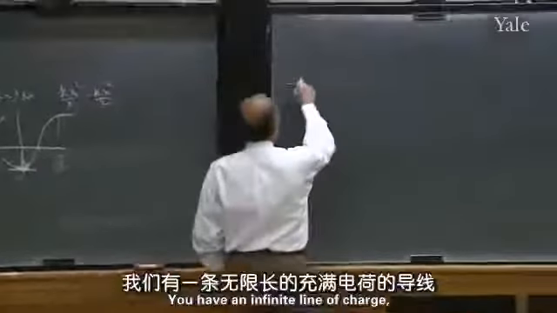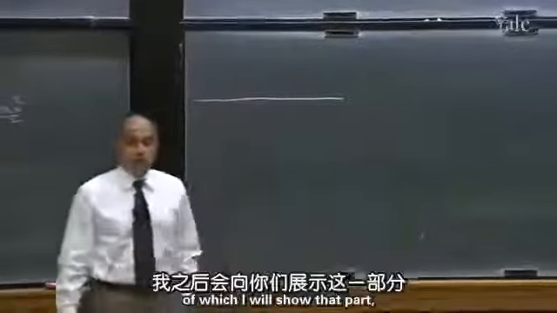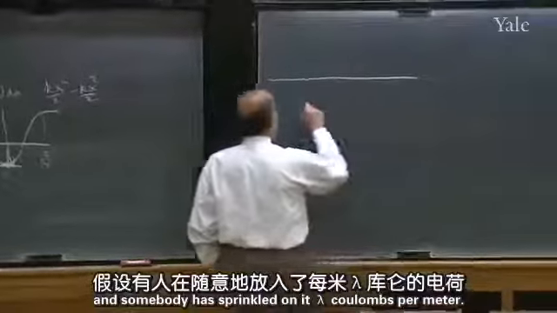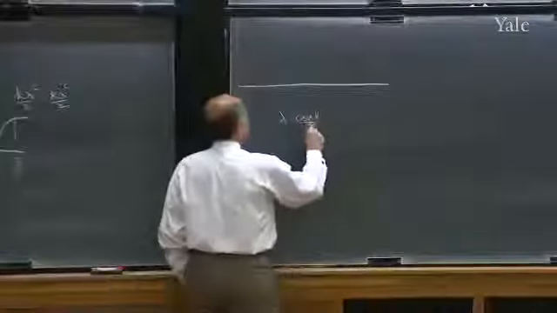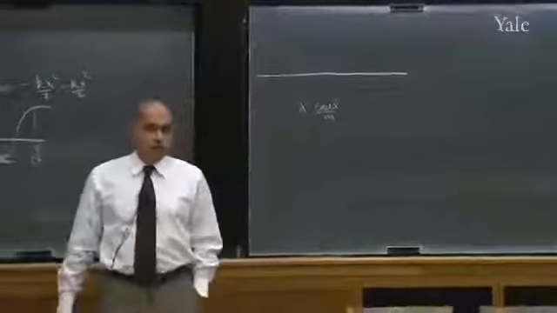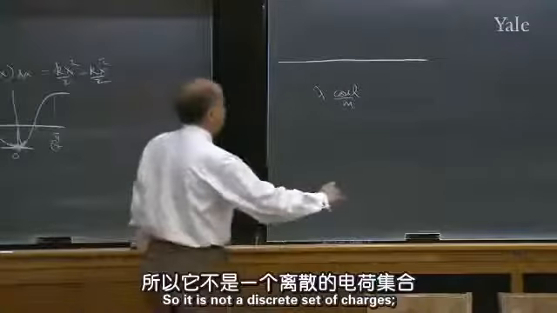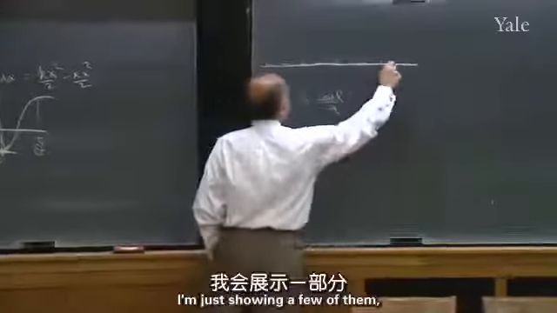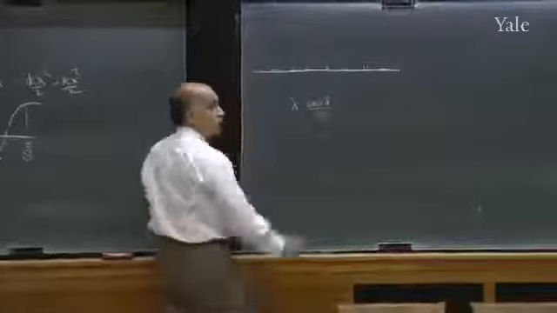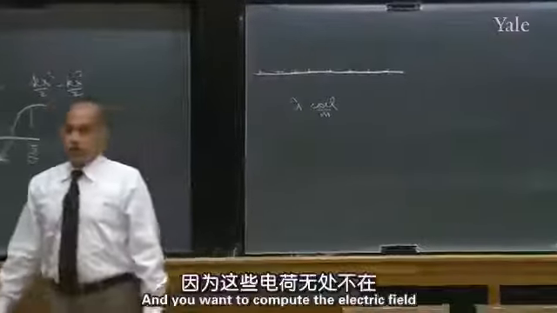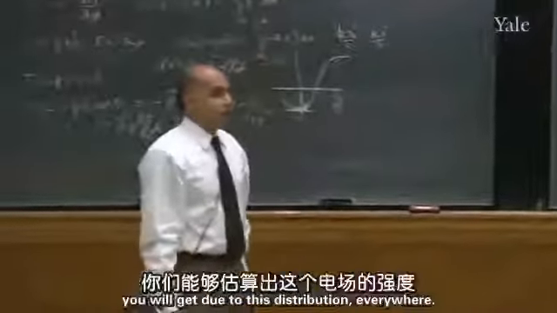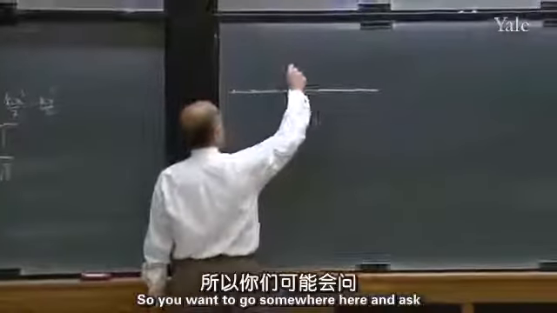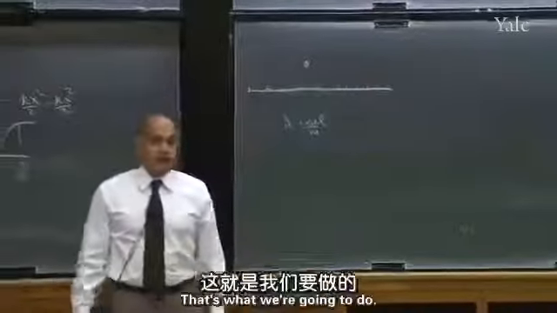You have an infinite line of charge, of which I will show that part, and somebody has sprinkled on it lambda coulombs per meter. So it is not a discrete set of charges. It's assumed to be continuous, and it's everywhere. I'm just showing you a few of them. And if you cut out 1 meter, you'll find there's lambda coulombs there. And you want to compute the electric field you will get due to this distribution everywhere. So you want to go somewhere here and ask, what's the electric field? That's what we're going to do.